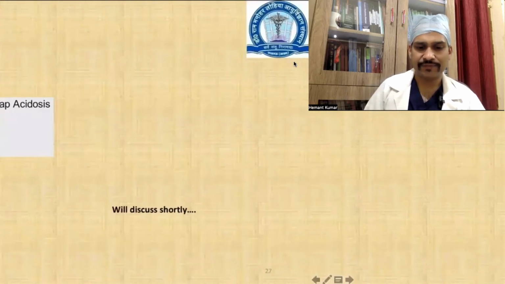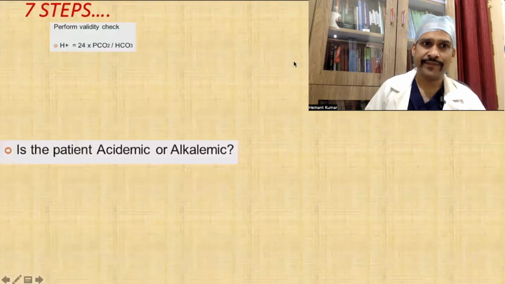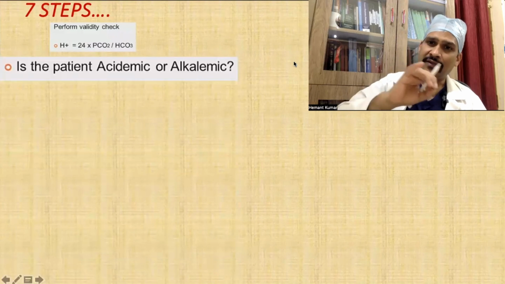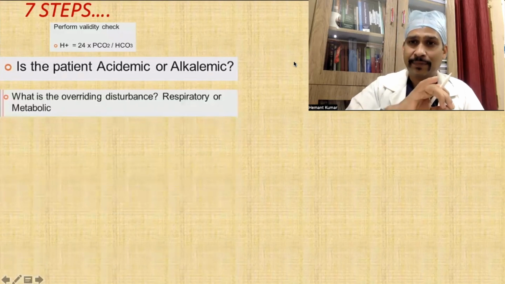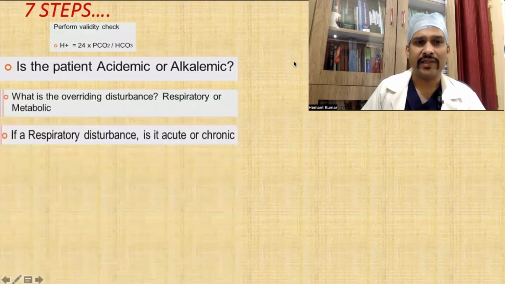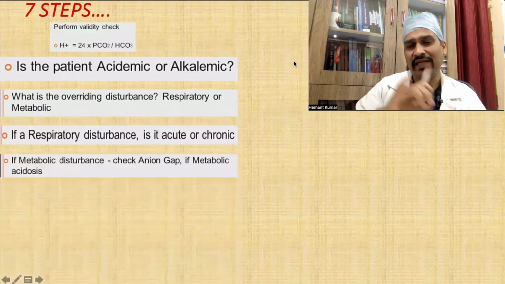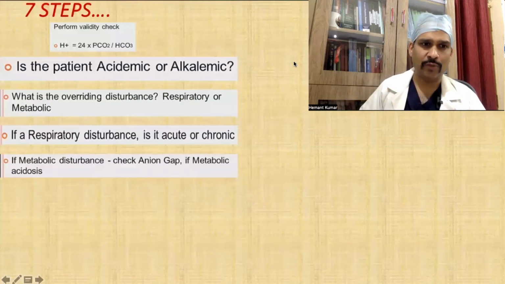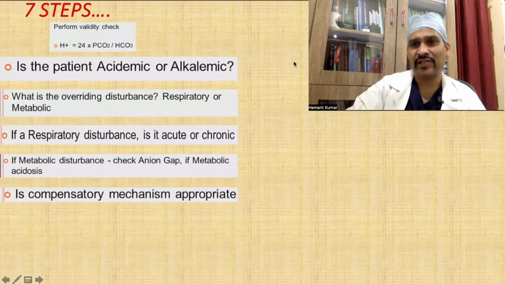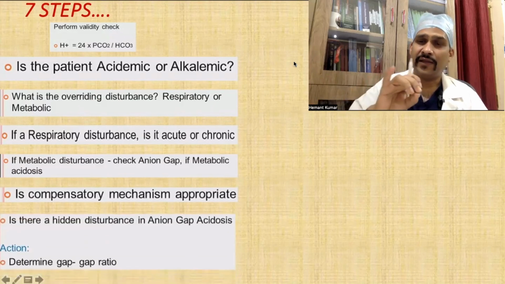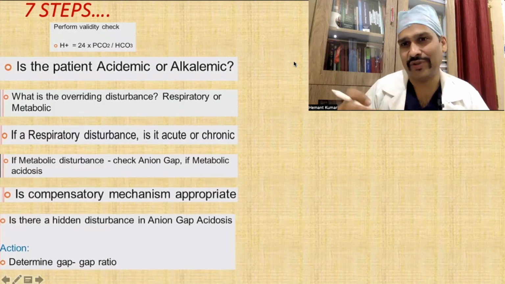So what are the steps? First, we have to check validity by this formula. Then look for pH, whether it's acidemic or alkalemic. Then what is the problem, respiratory or metabolic? Then if it is respiratory, acute or chronic. If it is metabolic, check anion gap, whether it is increased or normal. Then check for compensation. For a kidney problem, respiratory will compensate. For a respiratory problem, kidney will compensate. If there is metabolic acidosis, check delta ratio to find mixed disorder.